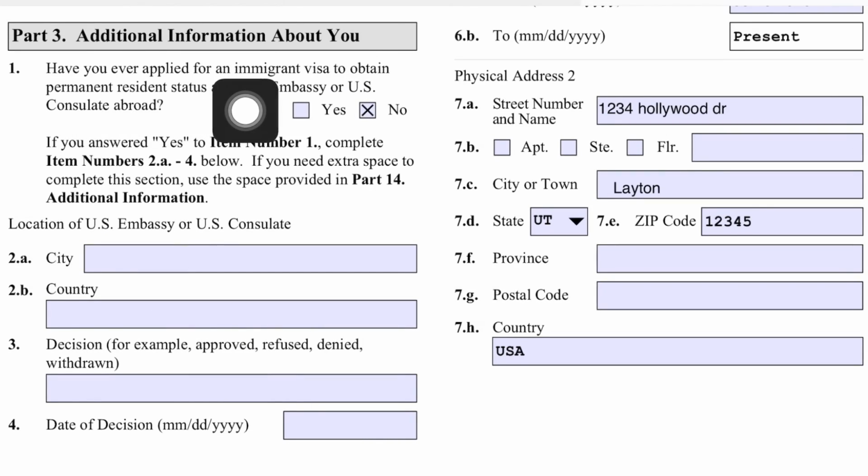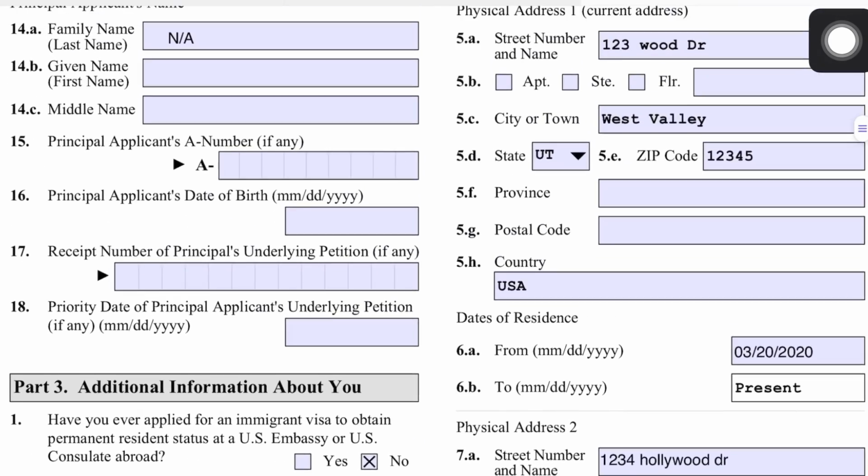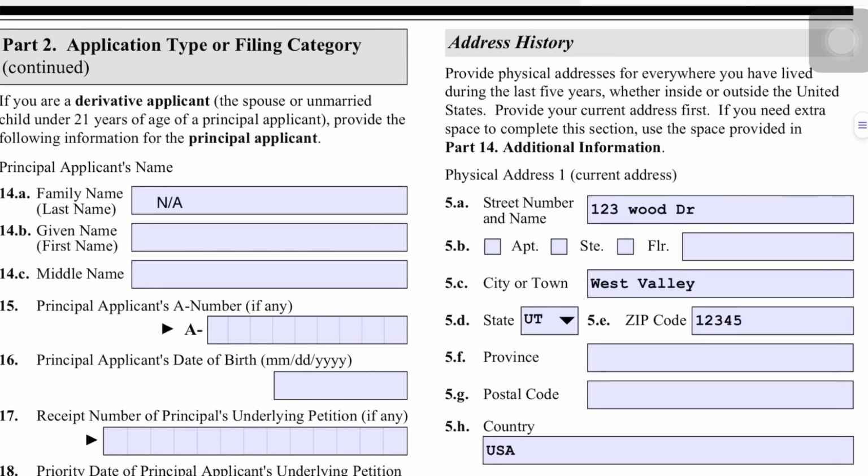Have you ever applied for an immigrant visa to obtain permanent resident status at a U.S. embassy or U.S. consulate abroad? So put no because we never had, or if you had, put yes and put the location of the embassy or the U.S. consulate where you applied for the permanent resident status. Okay, next is your address history.